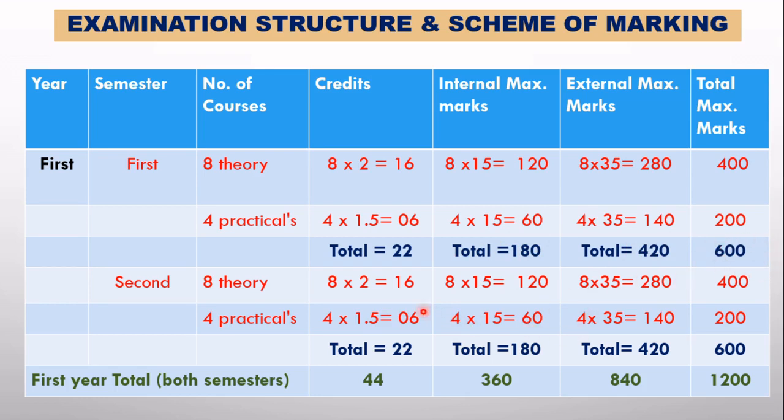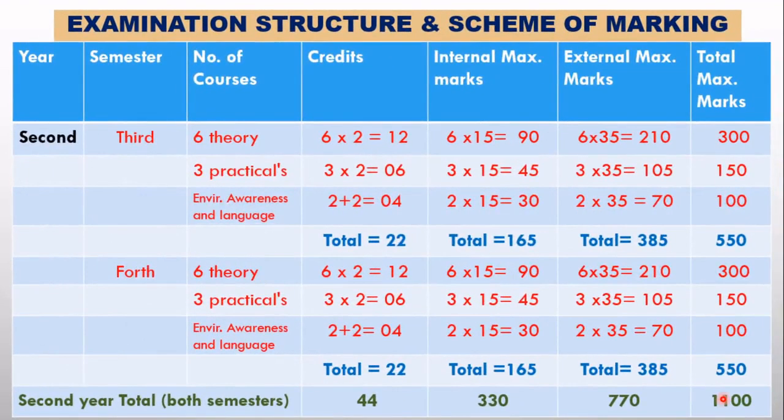The second semester is also similar, and it also has 600 marks. So for the first year, total of both semesters, there will be 44 total credits, 360 internal marks, 840 external marks, and the entire first year has 1200 marks.